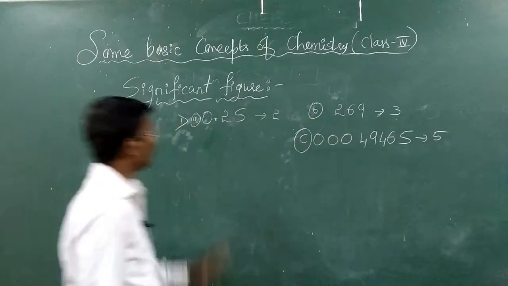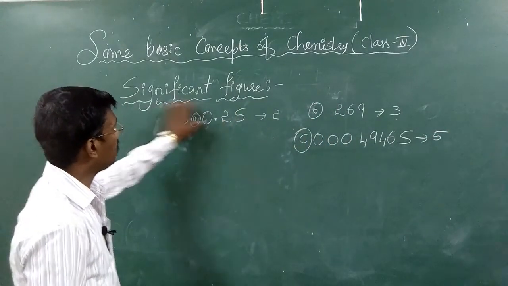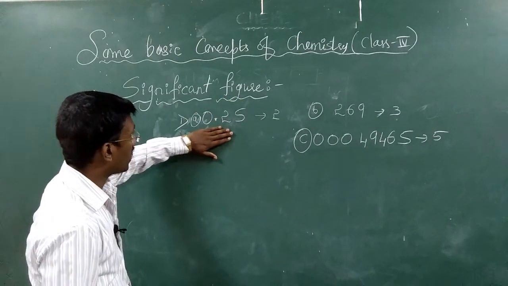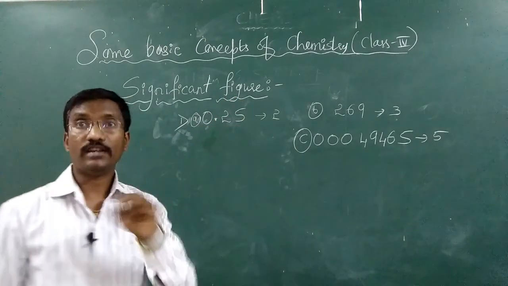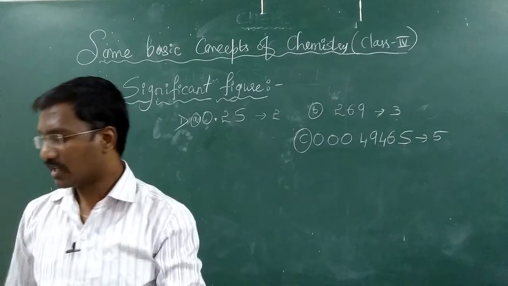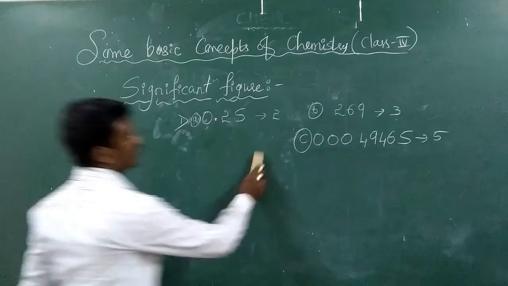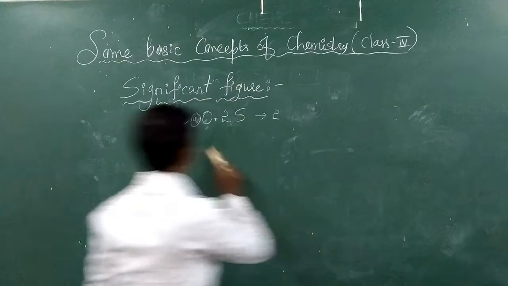Are you getting my point? It is a very simple concept. In significant figures we are not supposed to consider the zeros coming at the beginning. So we are not considering them. This is the first rule.